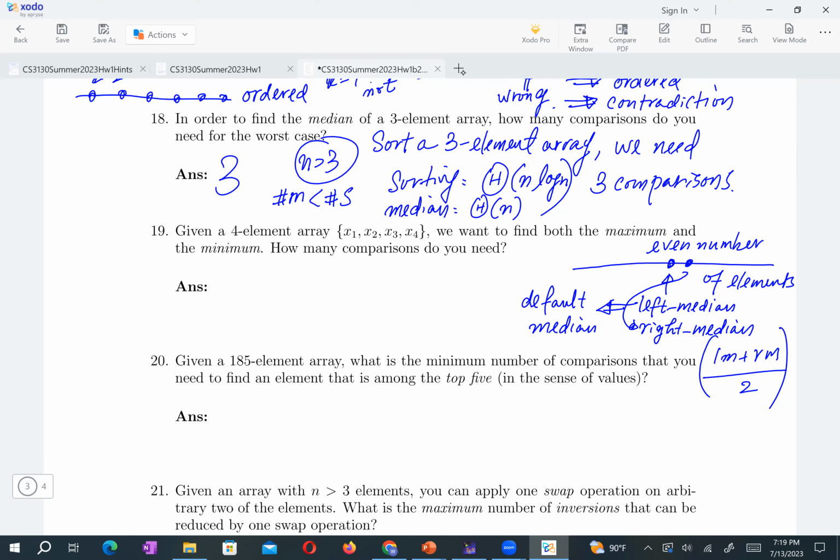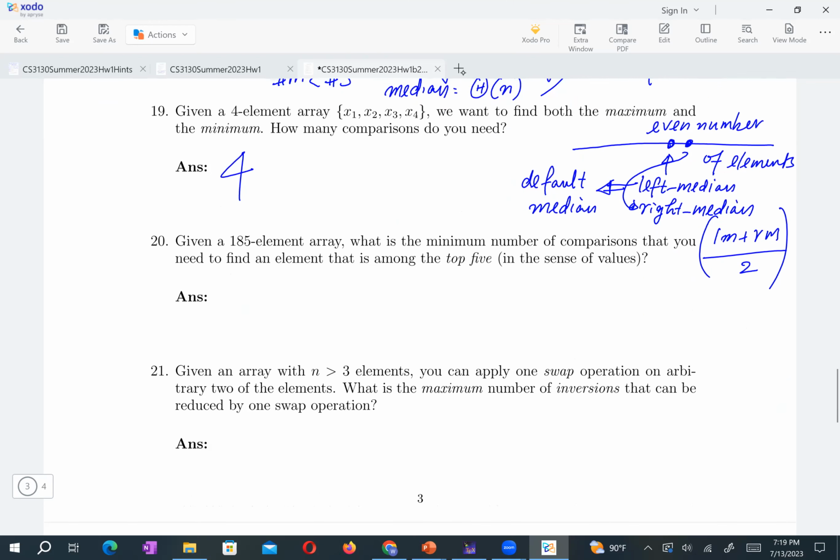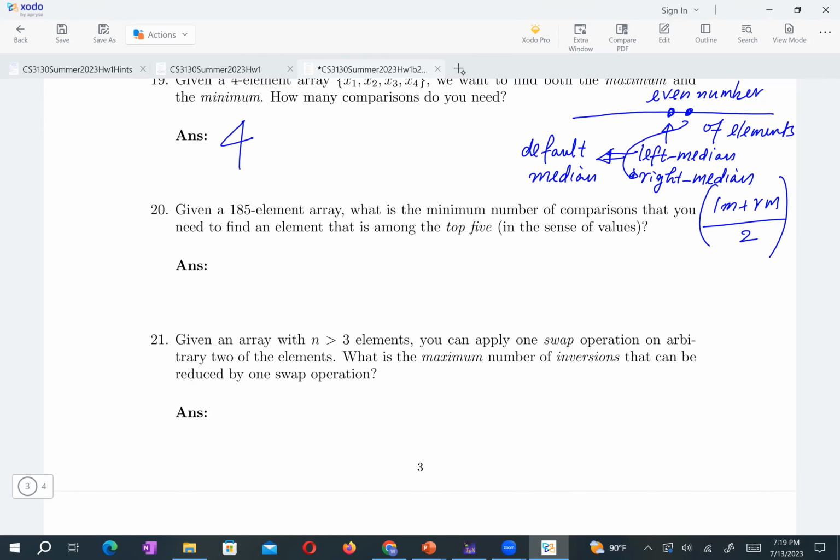Next question, number 19. The answer is 4. Actually, in my hands, I pretty much gave you the solution. You just complete it. I gave you a lot of information, just the last step. So here I do not repeat it. I just work on some other elements.